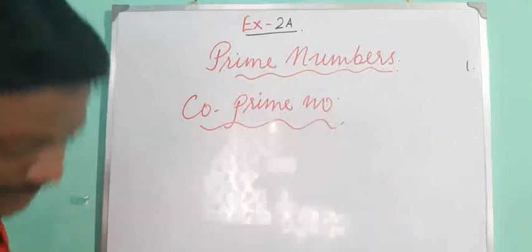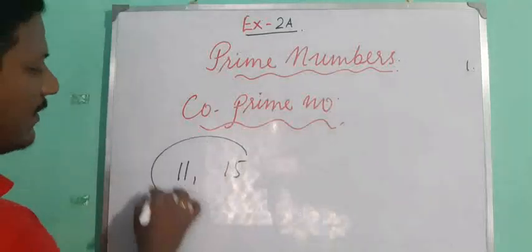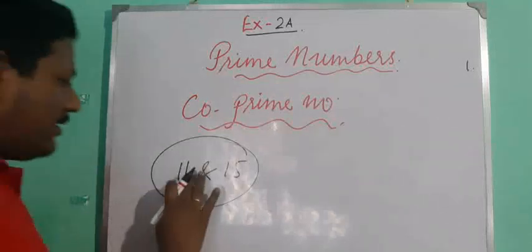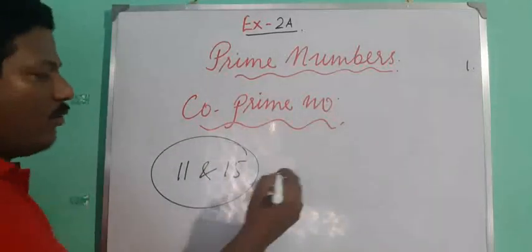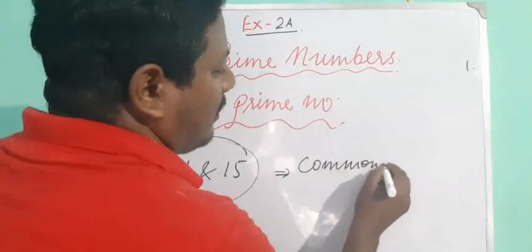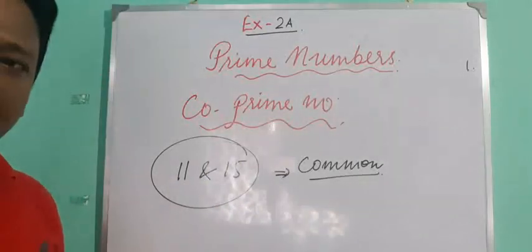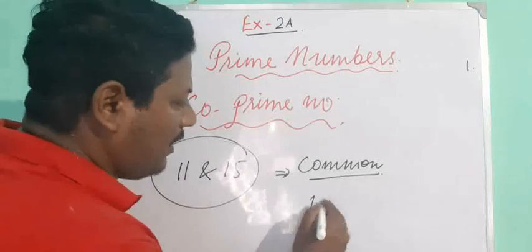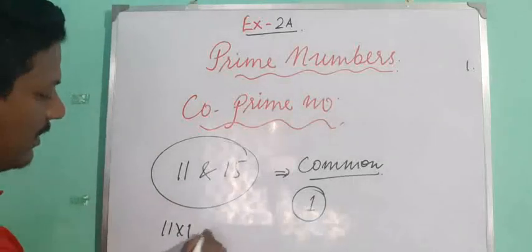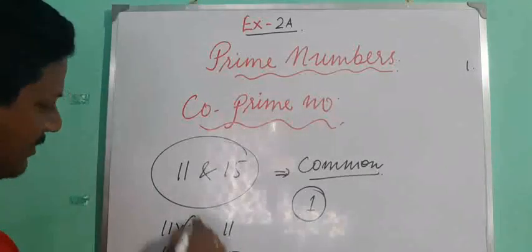Co-prime numbers. Now, what is a co-prime number? Suppose I take 11 and 15. In these two numbers, if I ask you what is common, do they have any number which is common between both of them? I think it will be only 1. Okay, 1 is the only common factor here. 11 ones are 11 and 15 ones are 15. So 1 is the common.